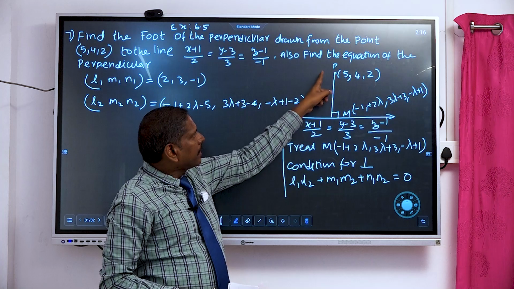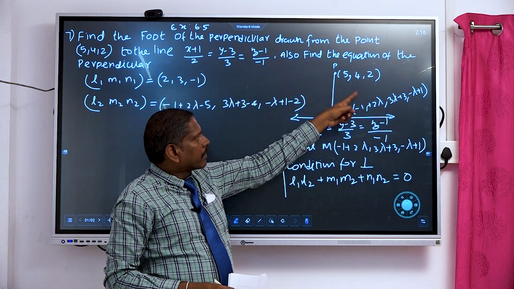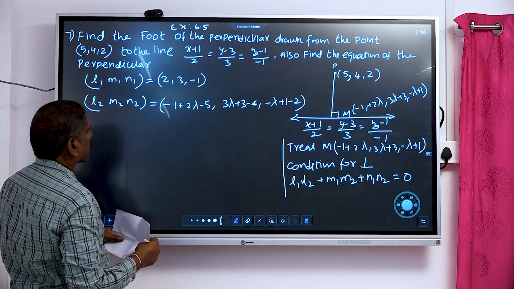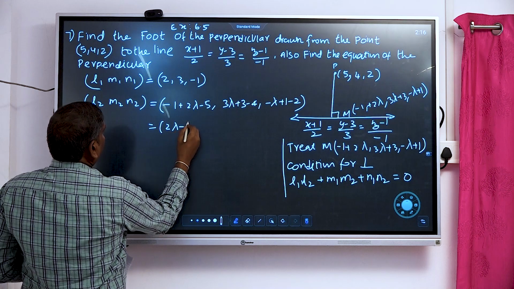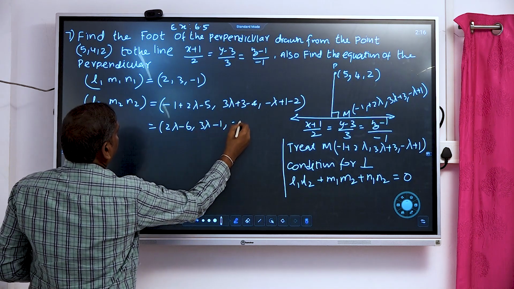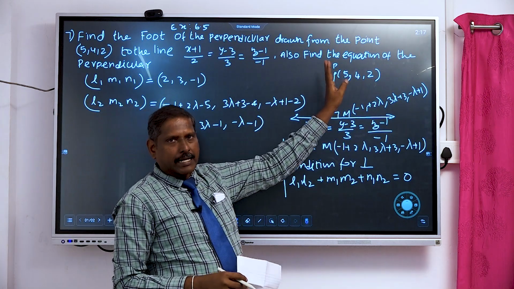Now we need the direction ratio of the perpendicular. How to find it: the difference in x, the difference in y, the difference in z, that will give you the direction ratio of the perpendicular. So let us see, 2 lambda minus 6, and that of 3 lambda minus 1, and here it is minus lambda minus 1. So this gives you the direction ratio of the standing line.